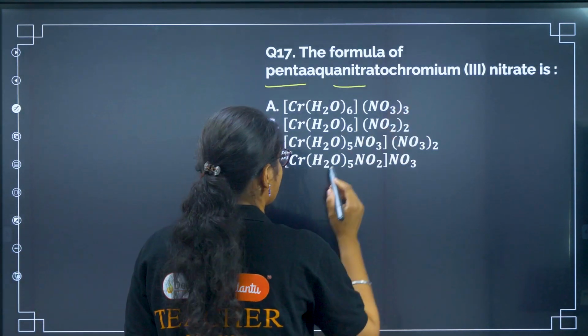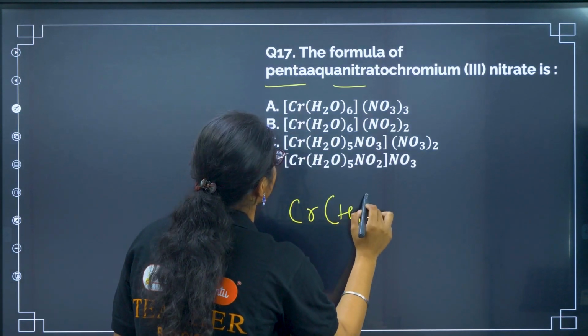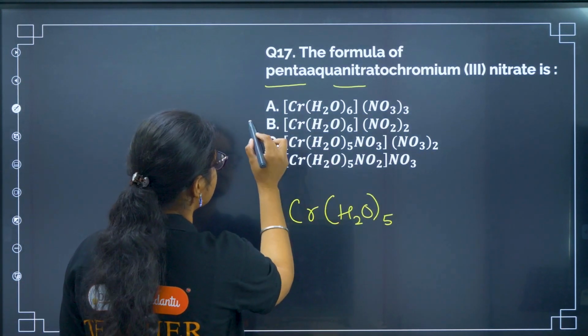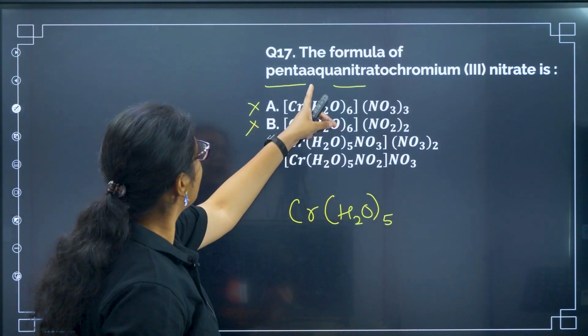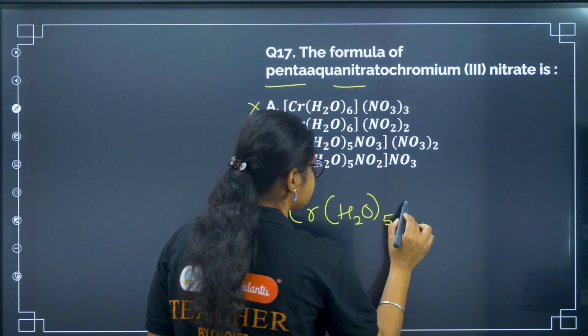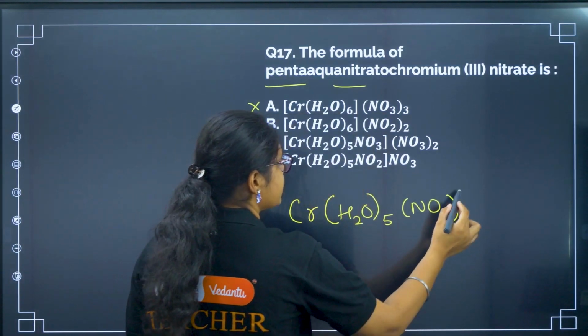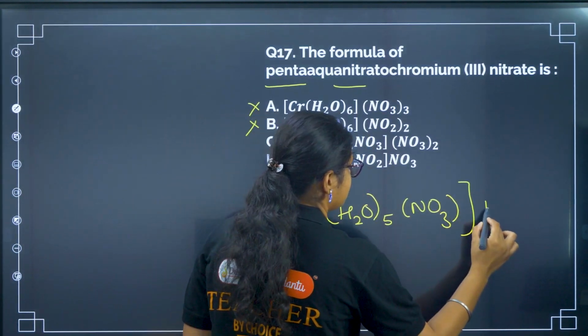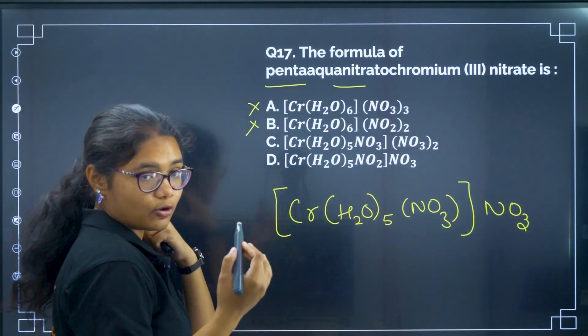So we need chromium, right? Chromium metal, then we have penta aqua, so H2O5. So we can eliminate this option, you can see, we can eliminate this option, okay? Then we have nitrato, okay? Next, outside we have nitrate, right?